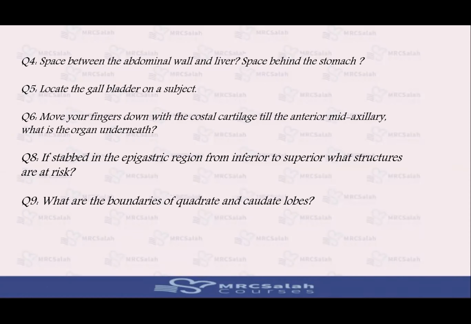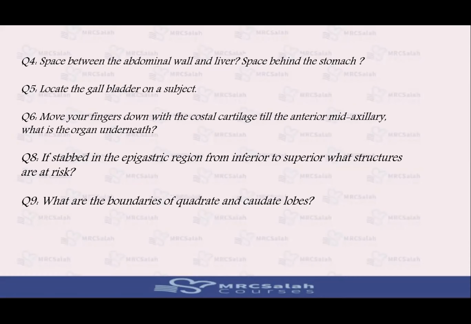Boundaries of the quadrate lobe. From the right, the gallbladder laterally; from behind, the porta hepatis; from the medial side, the ligamentum teres; and from in front, the bare area of the liver.